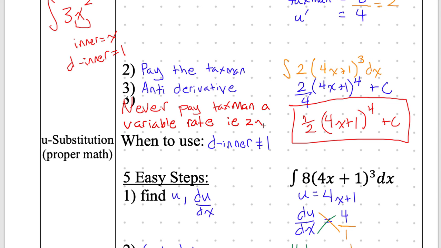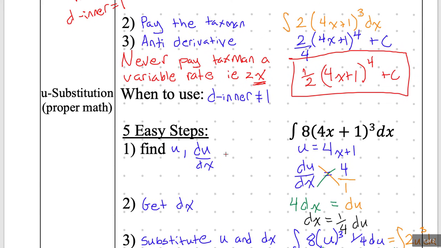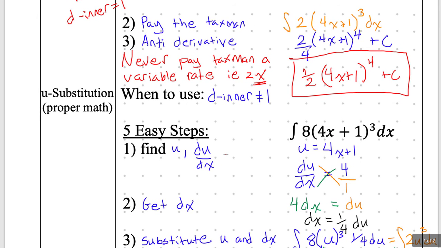I.e. 2x. 2x is a variable rate because it has a variable in it. You can't say, hey, taxman, I'm not going to pay you my taxes of $1,000. I'll pay you 2x dollars. Like, no, I don't do algebra here. I need taxes. I need a number. I need some quantity of money. Never, ever pay taxman a variable rate. If you do, it will break. It will also break u substitution as well.